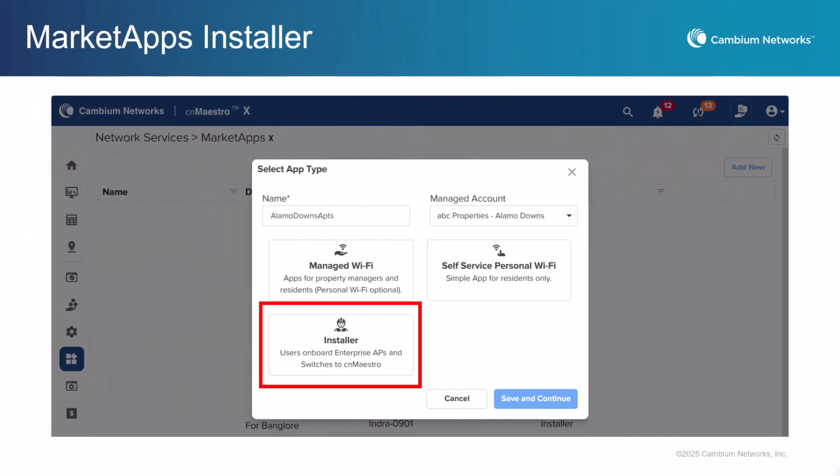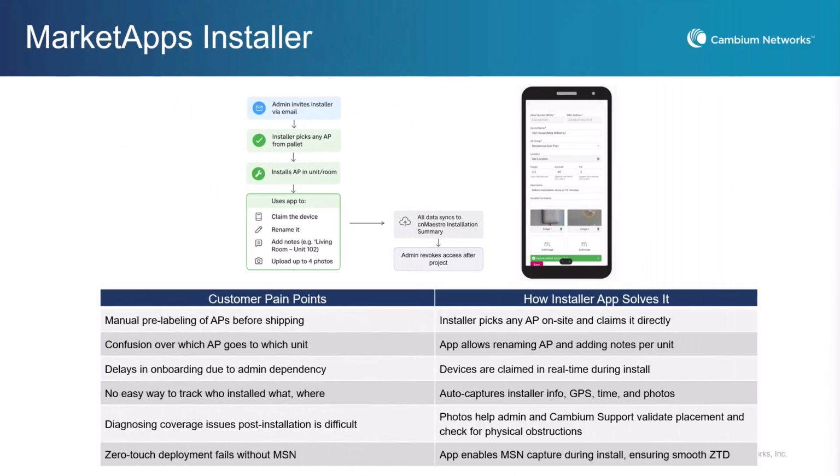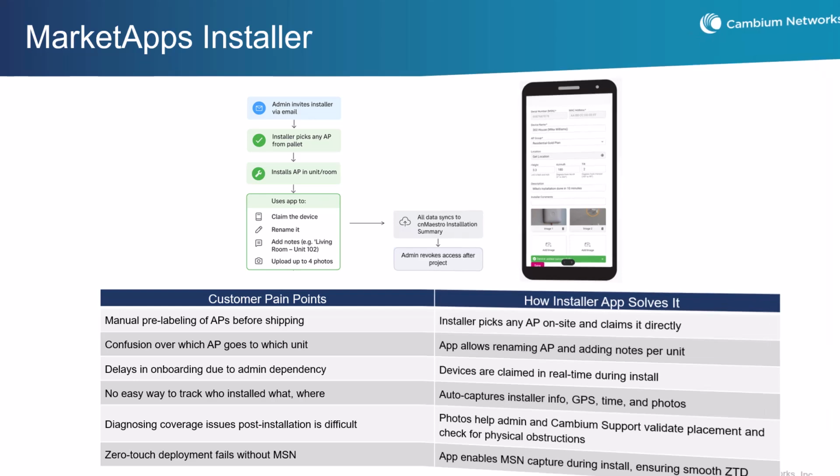We have added an installer app to our MarketApps for MDUs feature. This app enables field technicians and contractors to quickly claim, rename, and document access points during the on-site installation process. It eliminates the need for pre-labeling, manual tracking, and back-and-forth coordination with the administrators back at headquarters. This ensures faster deployments, cleaner records, and seamless onboarding, especially in distributed or large-scale rollouts.